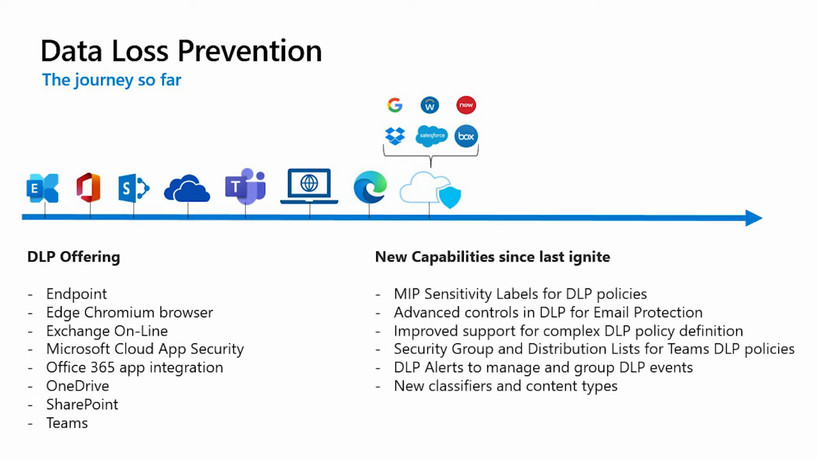Over the past several months, we've added many new capabilities to our existing solution, including adding Microsoft Information Protection sensitivity labels in support of DLP policies, advanced controls in DLP for email protection, improved support for even the most complex of policies for very large organizations, security group and distribution lists for Teams DLP policies, alerts to manage and group DLP events as a single entity, and new classifiers and content types. We have more information on these and many other additions and improvements within our blog links provided at the end of the presentation.